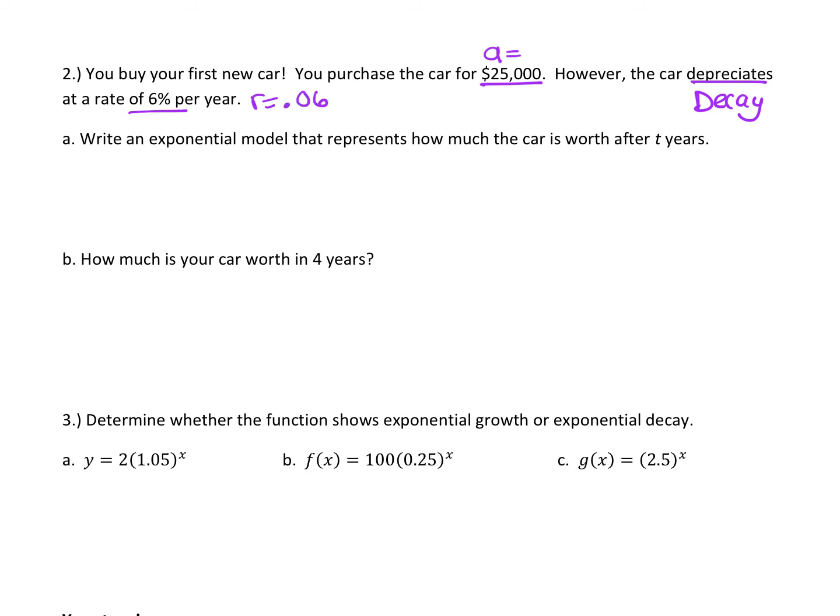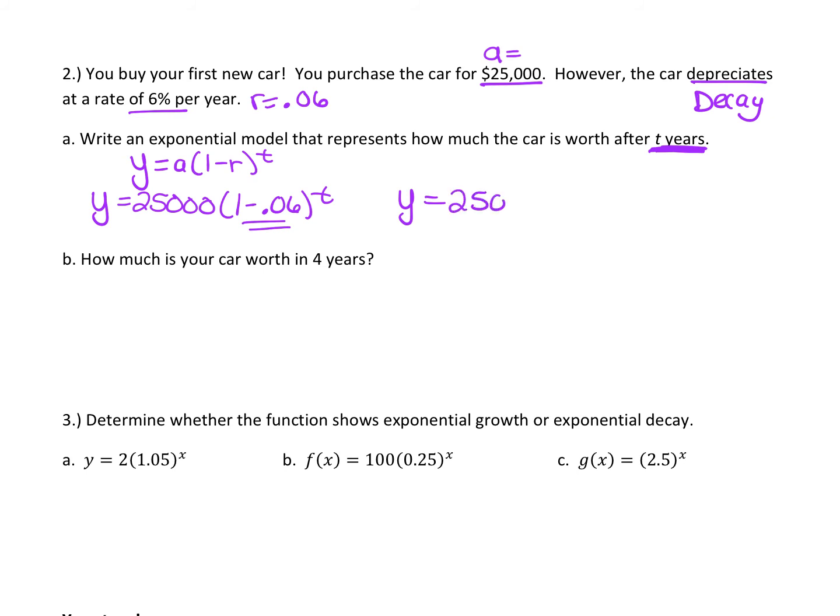0.06. So since it's a decay, I'm using my decay model, which is y equals a times 1 minus r to the t power. So again, I want us to write a model in terms of t years. So I'm going to have y equals 25,000 times 1 minus 0.06 to the t power. I'm going to simplify what's in my parentheses only. And I'm going to get 0.94 to the t power.